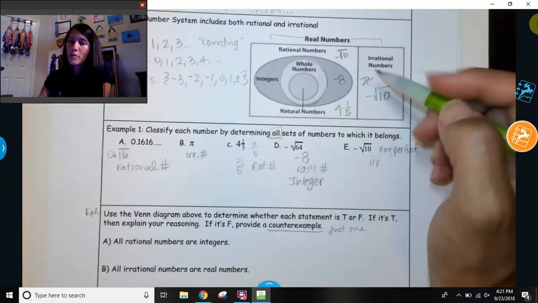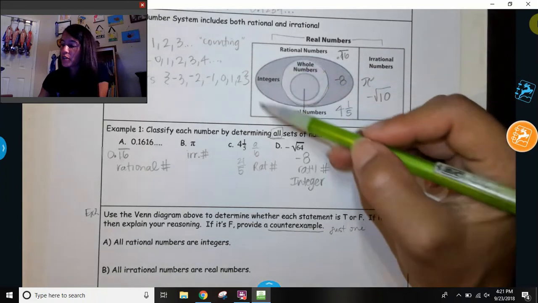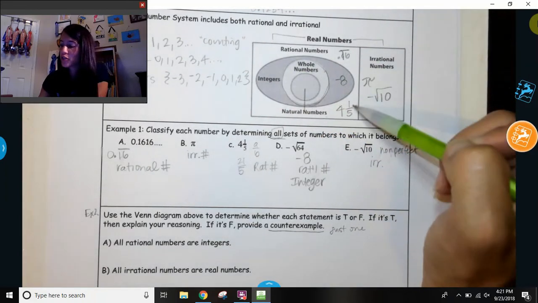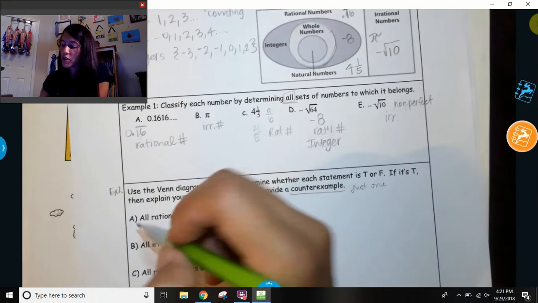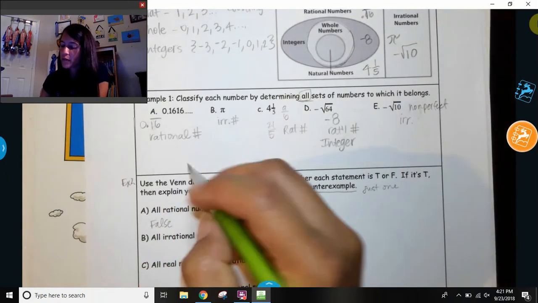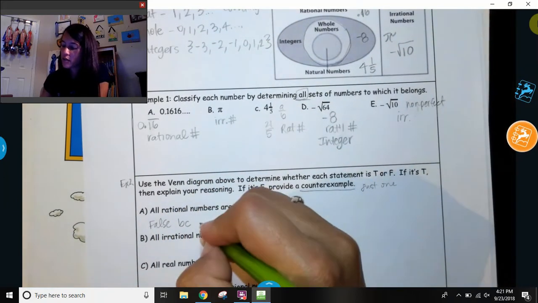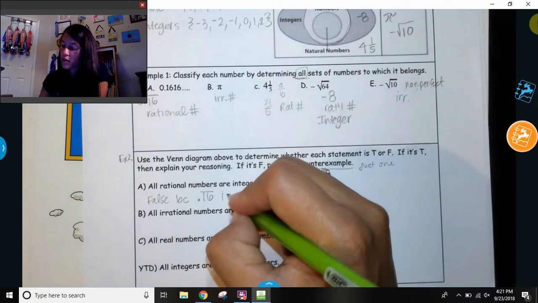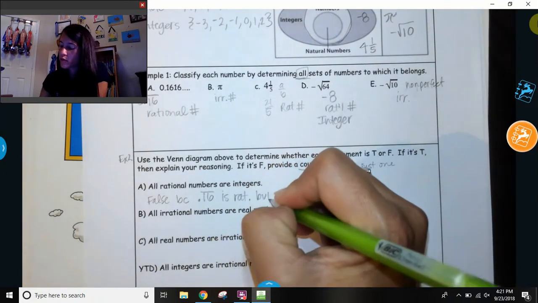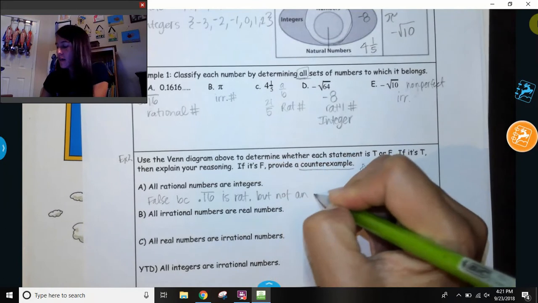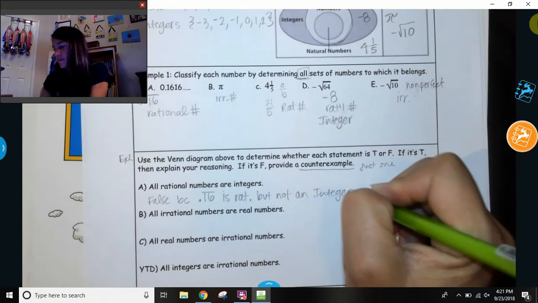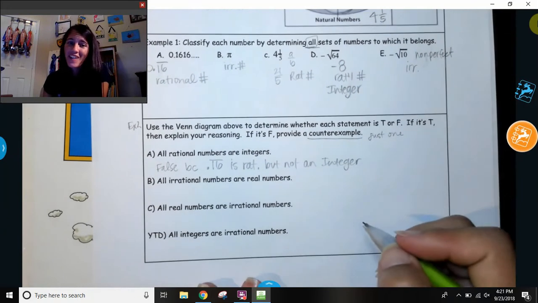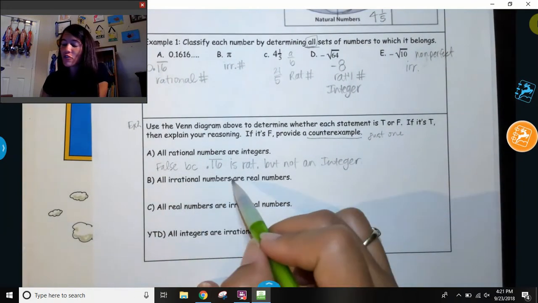Well, if we come up here and look, if a number is in rational, does that mean it's also in integers? And you can see the answer is no. I have 2 numbers out here, so this would be false because I'm just using the repeating decimal. It is rational, but not an integer. So that's a counterexample.